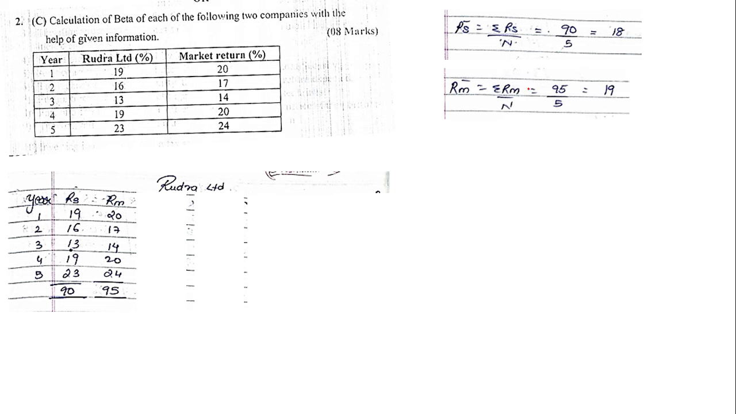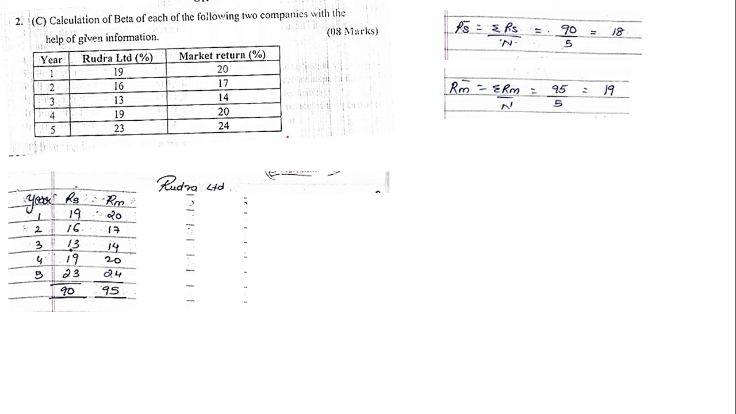So again, we first need to create a table. We'll have Rudra Limited, and years 1, 2, 3, 4, 5. The return on security is 19, 16, 13, 19, 23. The total comes to 90. And the market return is 20, 17, 14, 20 and 24. The total comes to 95. The moment you get the totals, the first step is to find the average of both the returns. So RS bar is total of RS upon N, 90 upon 5, which comes to 18. Next is RM bar, total of RM upon 5, so 95 upon 5, which comes to 19.